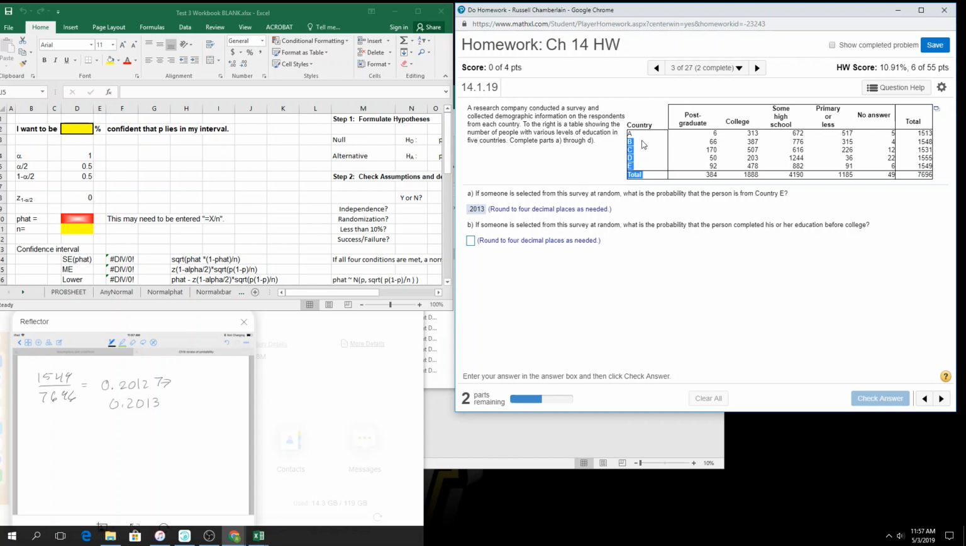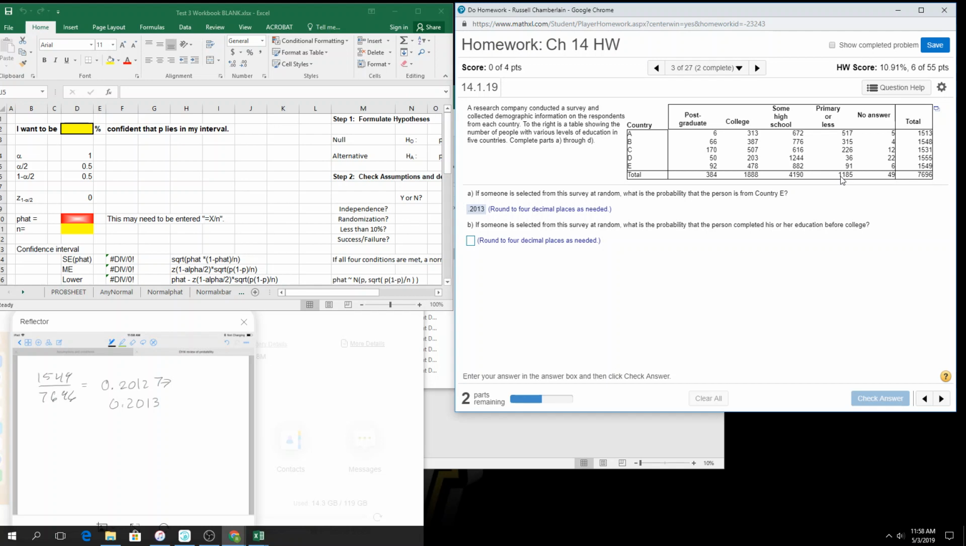And if it asks you, what's the chance I sample someone from country A who is a postgraduate, that would be a cell total kind of thing. So 6 divided by the total down here. Okay, like if I selected someone from the survey at random, what's the probability that they completed their education before college? So high school or primary, right? So it's these two divided by this number there.